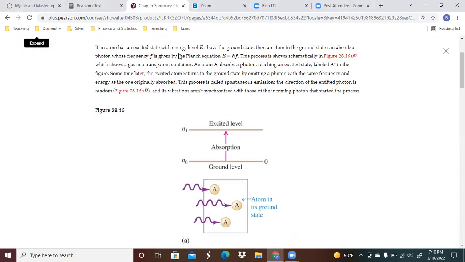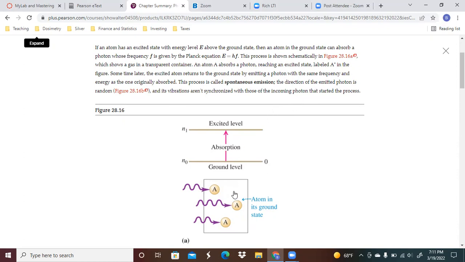So if an atom has an excited state with energy level E above the ground state, then the atom in the ground state can absorb a photon whose frequency f is given by Planck's equation. And you can see the process here, which shows a gas in a transparent container. An atom A absorbs a photon and reaches an excited state labeled A star in the figure. Sometime later, the excited atom returns to the ground state by emitting a photon with the same frequency and energy as the one originally absorbed. This process is called spontaneous emission.